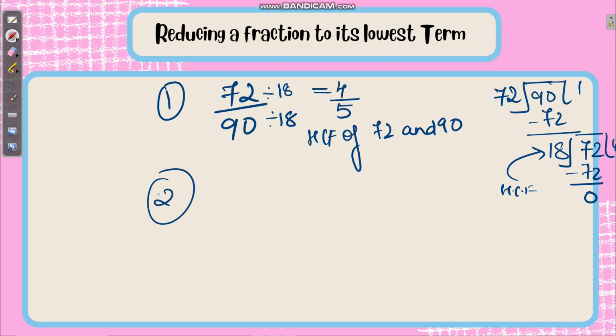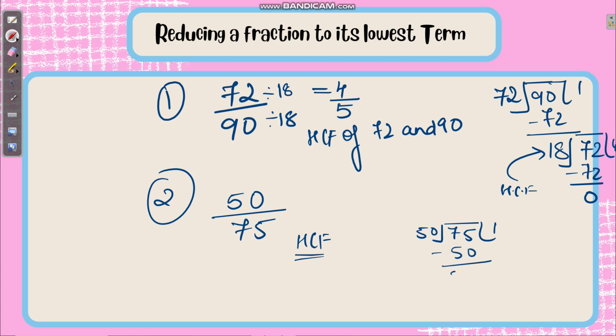Let's take one more, a simple example: 50 upon 75. If this is your question, the first thing is to find the HCF. 25 is the HCF, but I'll show you how to find it using long division. You take the smaller number as the divisor and the bigger number as the dividend. 1 times 50 is 50. You subtract, you get 25. You continue the division. The remainder becomes your next divisor, and the previous divisor becomes your dividend. So 2 times 25 is 50. You subtract. As soon as you get 0, whatever is your divisor is your HCF. So the HCF here is 25.